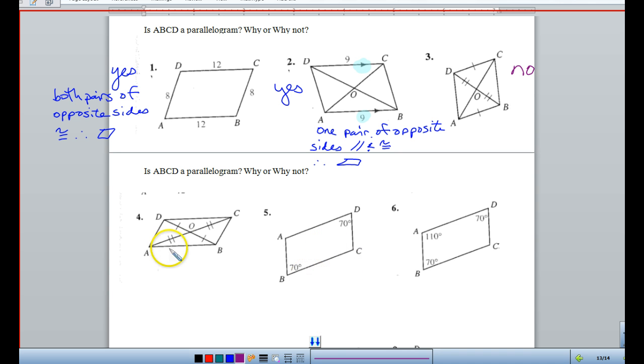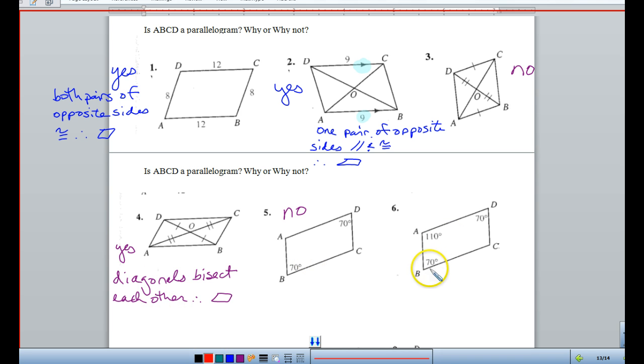Alright, number 4. Look at my diagonals. They're being bisected, so yes, the diagonals bisect each other. Therefore, it's a parallelogram. Alright, number 5. I have one pair of opposite sides that are congruent. I don't know anything about A and C. And sorry, they're not opposite sides, they're opposite angles again, sorry. So no, I don't know if it's a parallelogram.